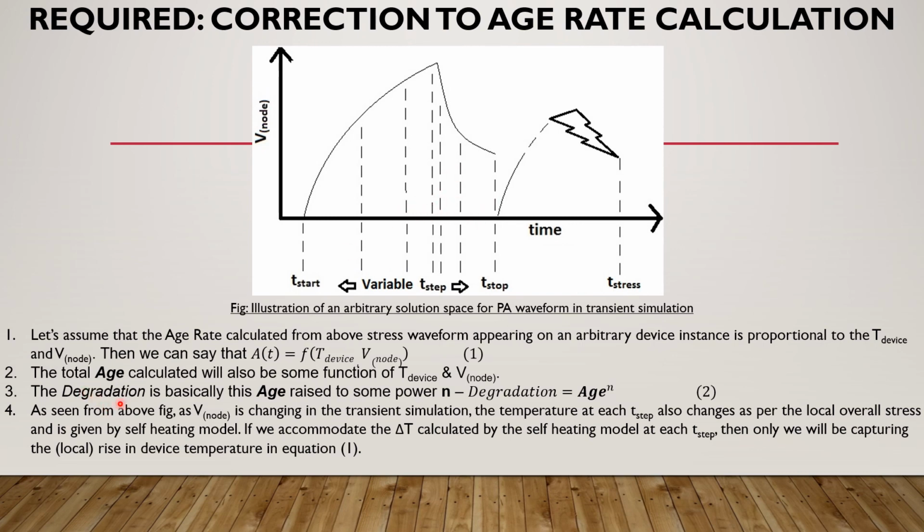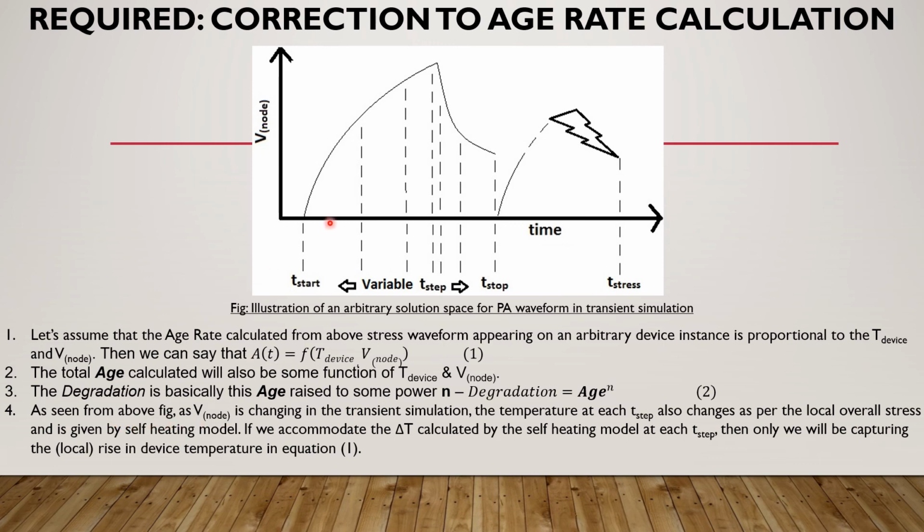Now let's assume that the age rate calculated from the above stress waveform appearing on an arbitrary device instance is proportional to T device and V node. Then we can say that age as a function of time, HCI age rate in this case, is a function of T device and V node. Then the total age calculated will also be some function of T device and V node, and hence the degradation, which is this age raised to power n, is also a function of T device and V node.